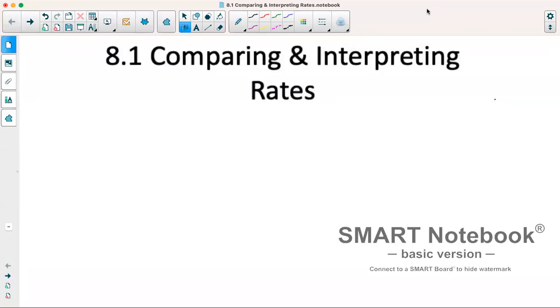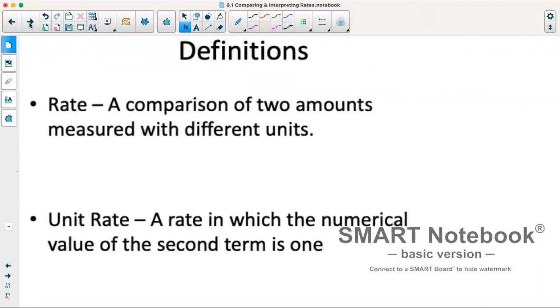Hi, today we are looking at section 8.1, which deals with comparing and interpreting rates. So first we'll go over a couple definitions. A rate is a comparison of two amounts measured with different units.